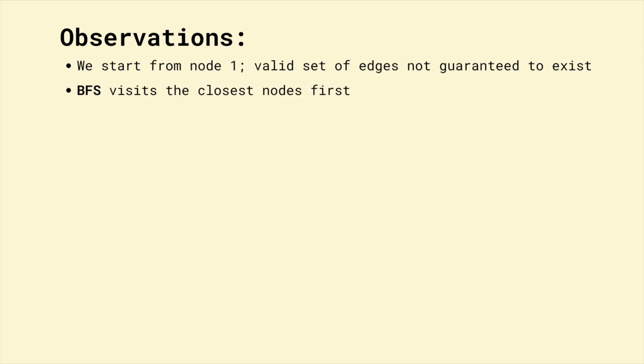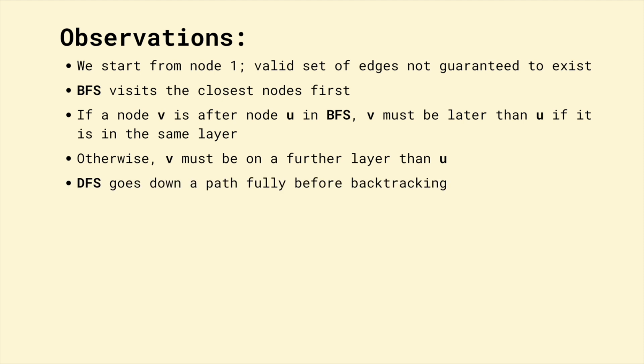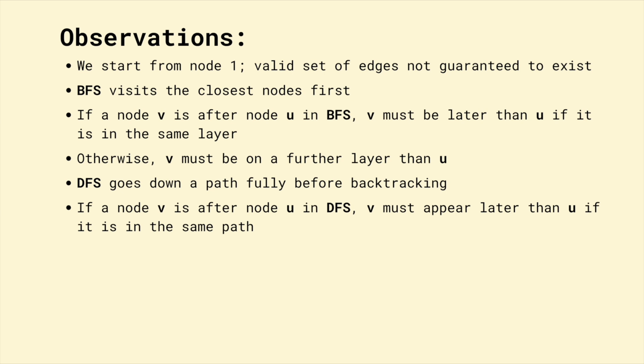For BFS, the closest nodes are visited first. If node V appears after node U in BFS, V must be later than U if it is in the same layer. Otherwise, V must be on a further layer than U. For DFS, paths are fully visited before moving on to new ones. If node V appears after node U in DFS, V must be later than U if it is on the same path. Otherwise, V must be on a different path than U.